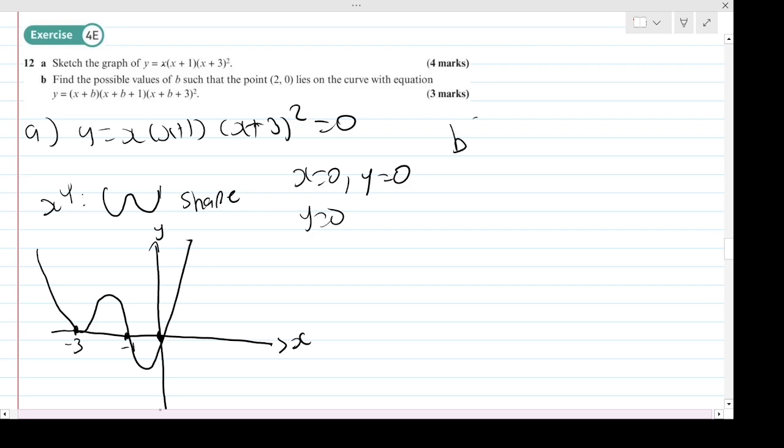Then part B says, find the possible values of b such that the point (2, 0) lies on the curve with equation, for part B here, y is equal to (x plus b)(x plus b plus 1)(x plus b plus 3) squared.